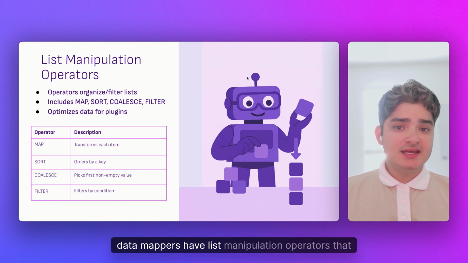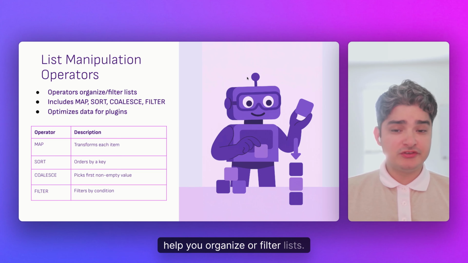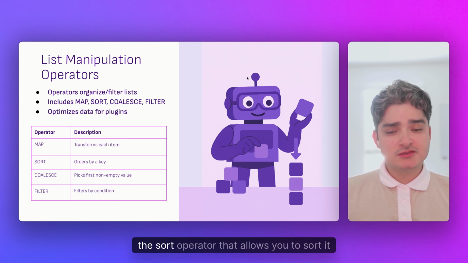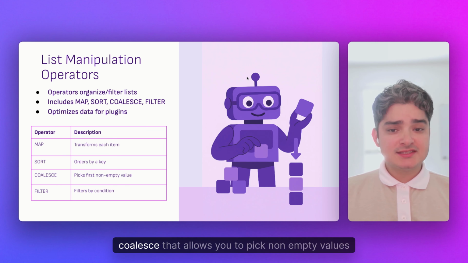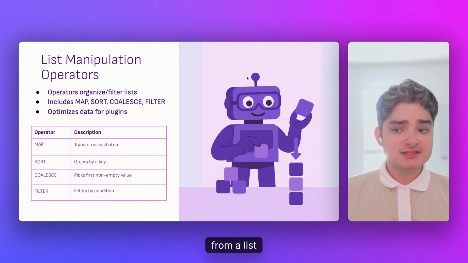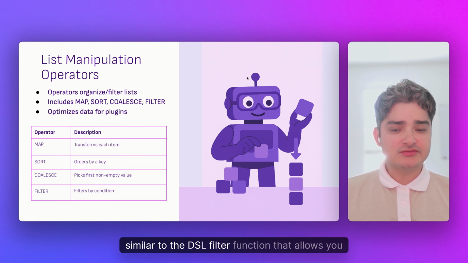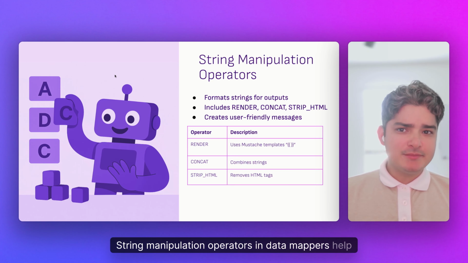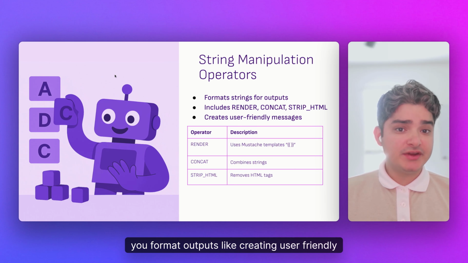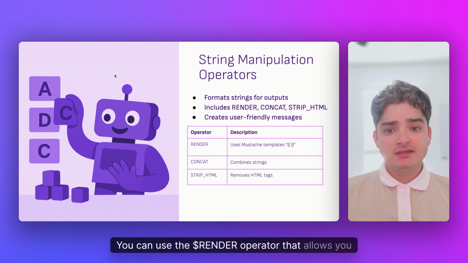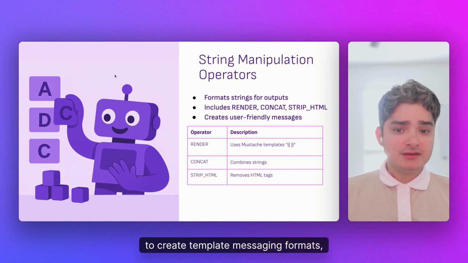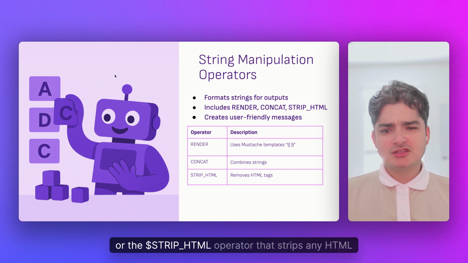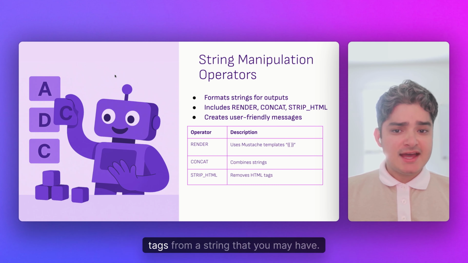Data mappers have list manipulation operators that help you organize or filter lists for your plugins. You have the map operator, which helps you transform each item in a list, the sort operator that allows you to sort it, coalesce that allows you to pick non-empty values from a list, and the filter, similar to the DSL filter function, that allows you to just filter a list by a certain condition. String manipulation operators in data mappers help you format outputs like creating user-friendly messages. You can use the render operator that allows you to create template messaging formats, the concat operator that allows you to concatenate multiple strings together, or the strip HTML operator that strips any HTML tags from a string that you may have.